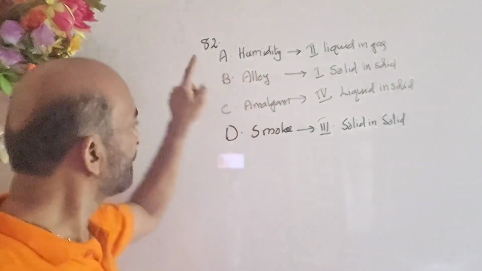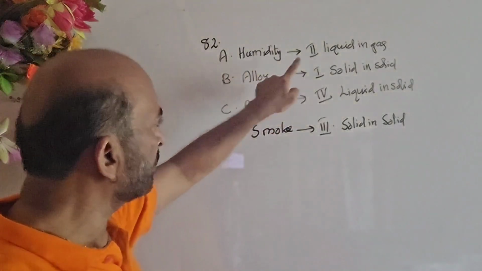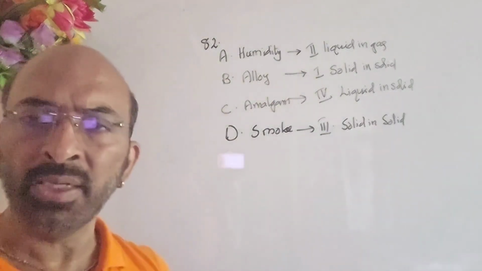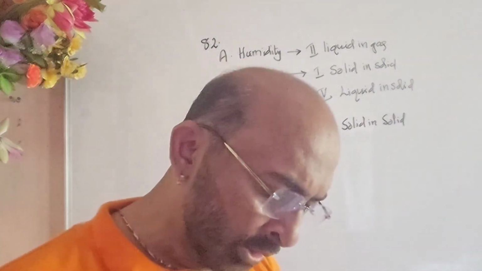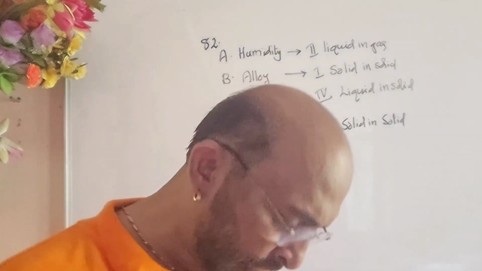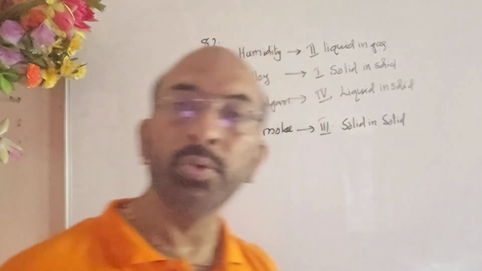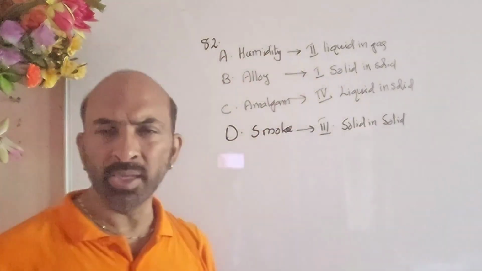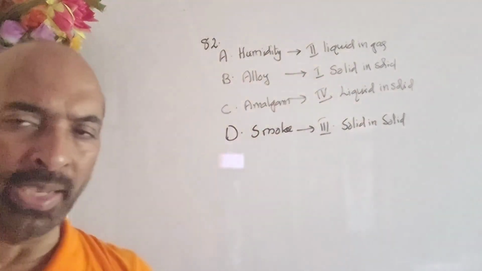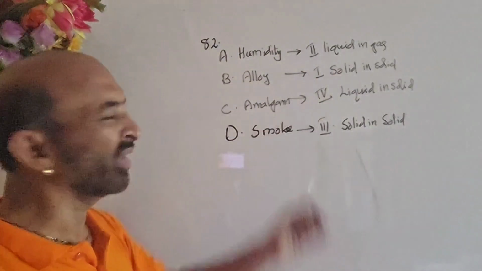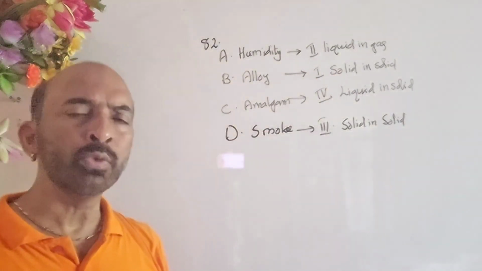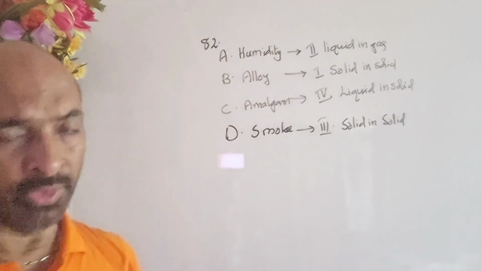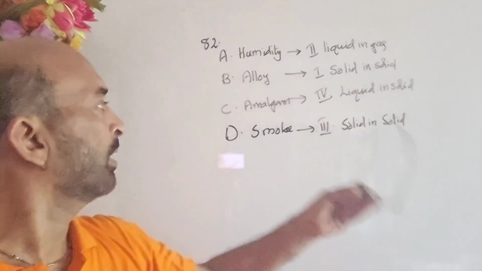Let's verify. Humidity, we know, is moisture in air, isn't it? So it is liquid in gas. Humidity is liquid in gas. Agreed. Now alloy is a solution of two solids, no? One solid dispersed in the other solid. So it is solid in solid.